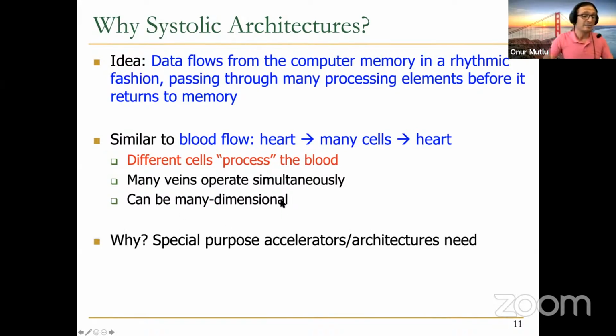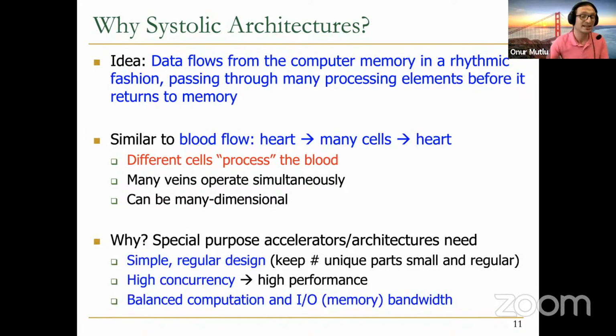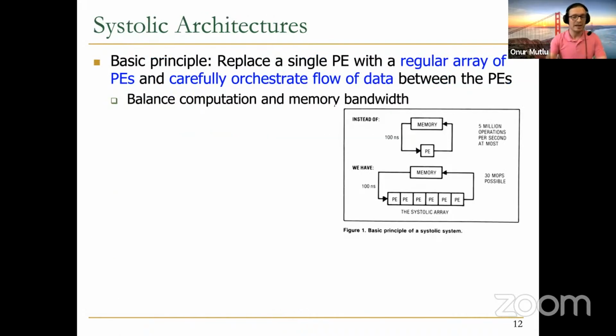Okay, so why? Because special purpose accelerators and architectures need what we discussed earlier: simple and regular design, high concurrency, and very importantly, balanced computation and I/O or memory bandwidth. So as we discussed, the basic principle is to replace a single processing element with a regular array of processing elements and carefully orchestrate the flow of data between the processing elements, as well as from the memory into the processing elements and processing elements out to the memory, to balance computation and memory bandwidth.